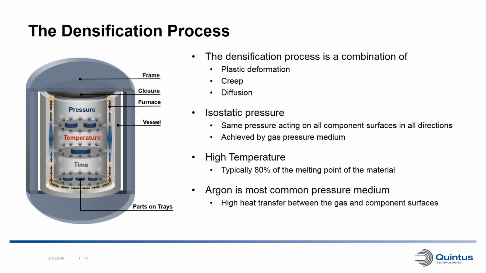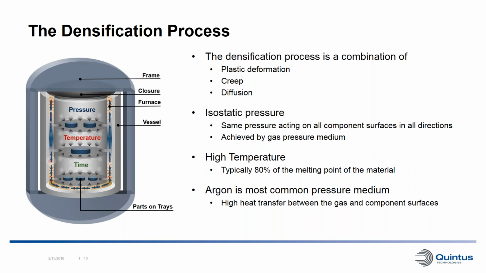The densification process during hipping is a combination of plastic deformation, creep, and diffusion. The plastic deformation happens quite early in the process. When we start to increase the temperature and pressure, the yield strength will decrease and the stresses in the material will increase. So you will start to collapse the internal porosity.